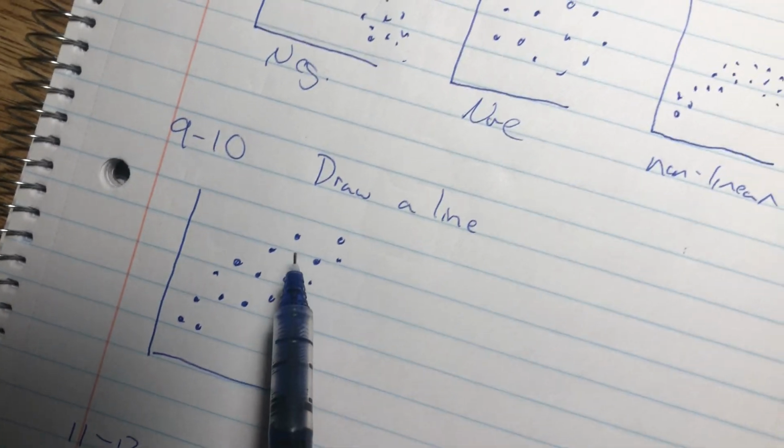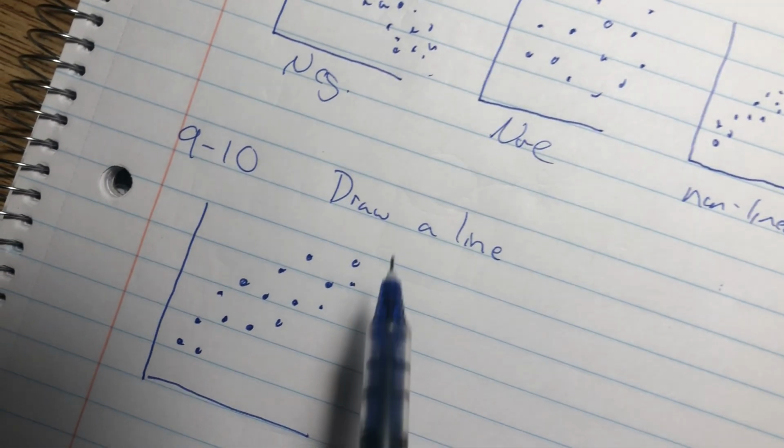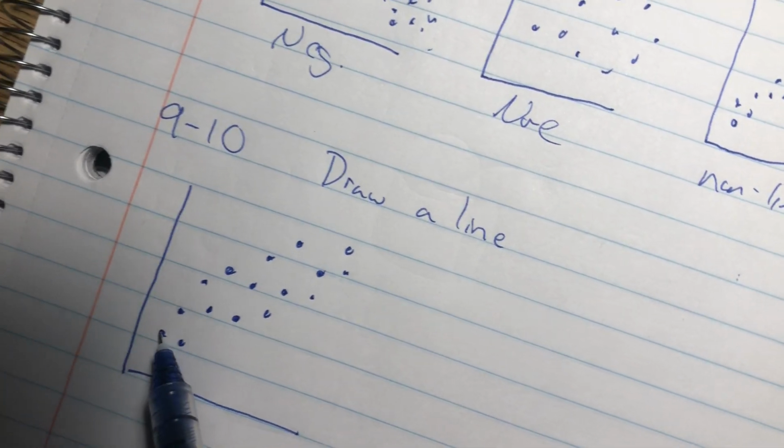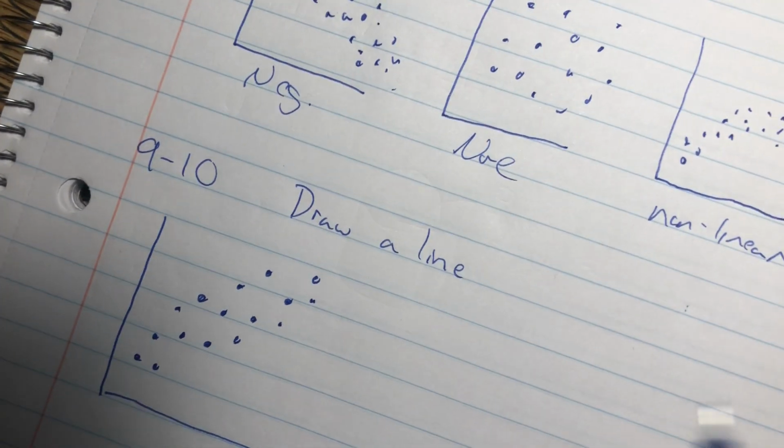All right, now let's go to the last example. This one, not the last example, but here we go. This one is a positive linear because it's starting down here, like let's pretend your money was here, and then it started going up. That would be positive.